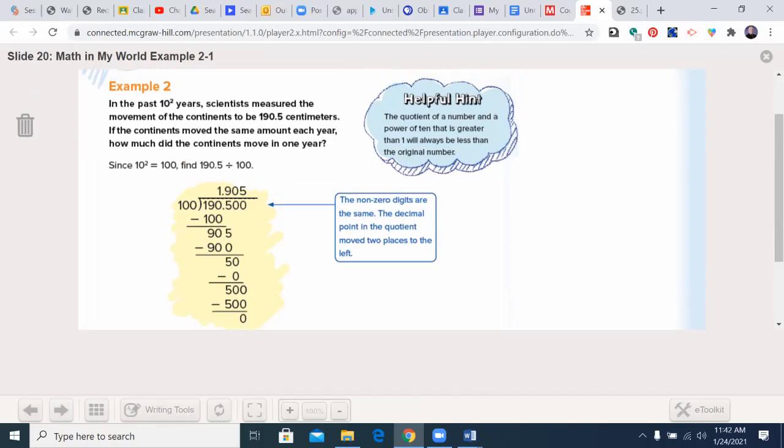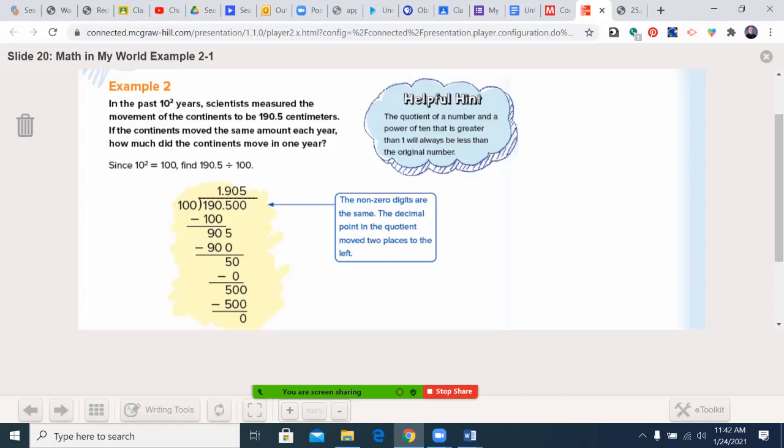All right, example B. In the past 10 squared years, 10 squared is 100, scientists measured the movement of the continents to be 190.5 centimeters. If the continents move the same amount each year, how much did the continents move in 1 year? So we had 190.5, and you'll notice they had to annex zeros because you can't have a remainder, and we just keep doing that until we get to an even spot. That's one way to do it.